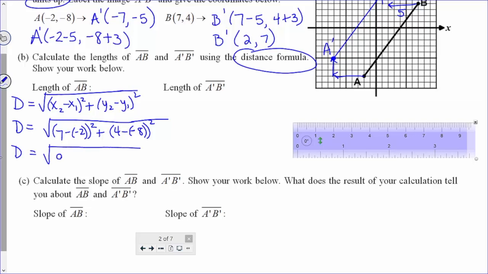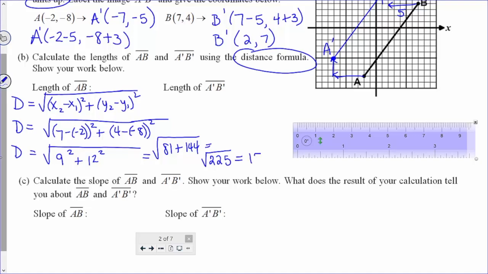7 minus negative 2 is 9 squared, plus 4 minus negative 8 is 12 squared. That's going to give me 81 plus 144. All right, and that gives me the square root of 225.